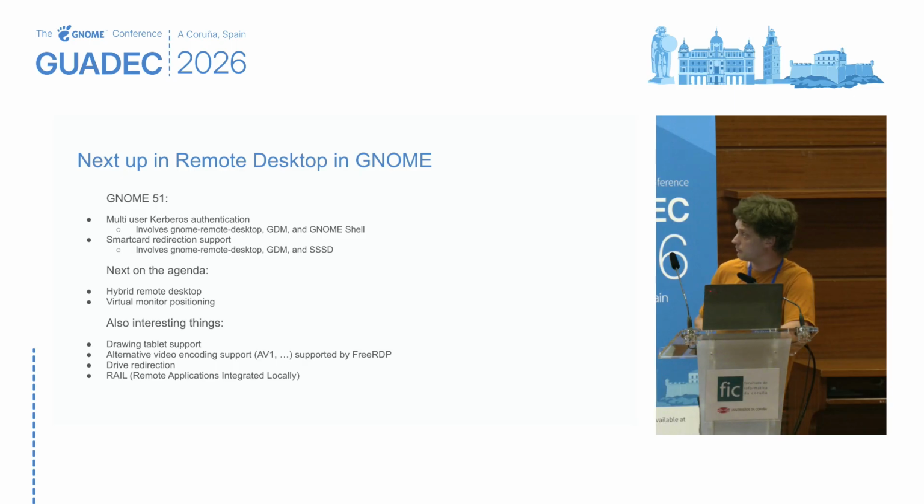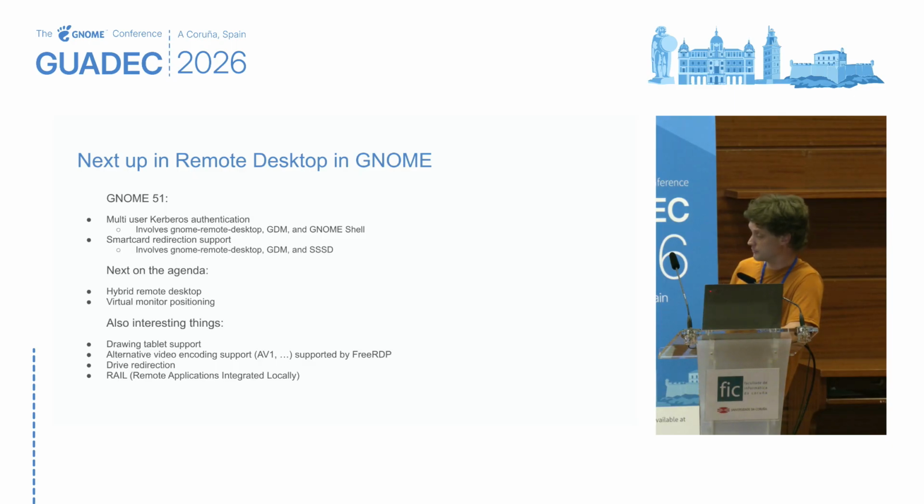And then further back in the future: drawing tablet, video encoding other than AV1, which would probably be only FreeRDP client specific, but it's not too bad. Drive redirection, as in practically forwarding the file system from the client to the host or the other way.